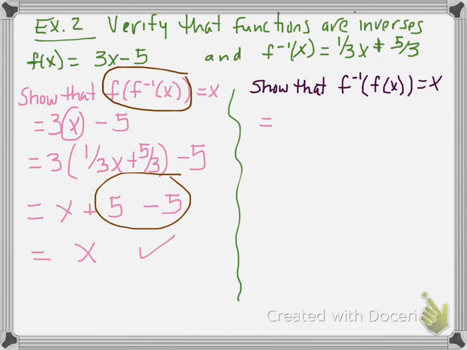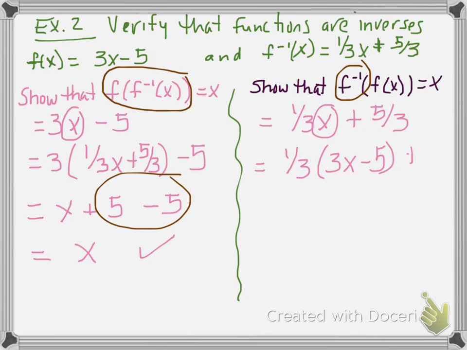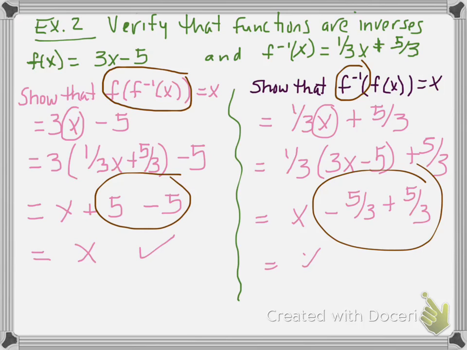Now we're going to do it the other way. They're requesting that you do f of -1 first. So f of -1 is 1/3 x plus 5/3. Now for the x, we're going to substitute f of x, which is 3x minus 5. And then don't forget to put the plus 5/3 at the very end. Distribute the 1/3 times everything in the parentheses, so we get x minus 5/3 plus the 5/3. The same thing that happened over there, these two should eliminate, so the only thing you have left over is x. Because it's x on both sides, this tells you that both of them are inverses of each other.